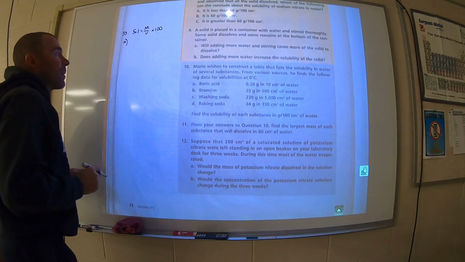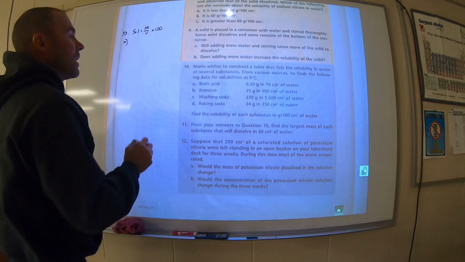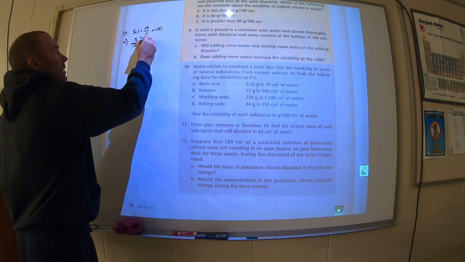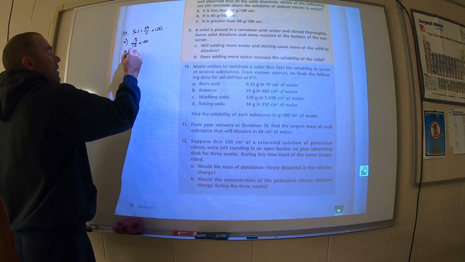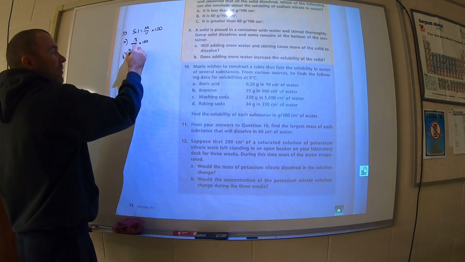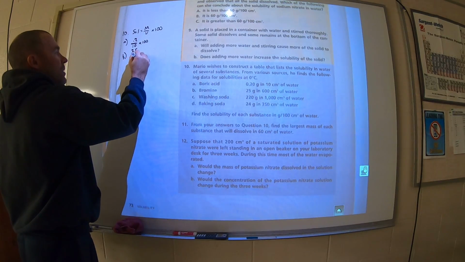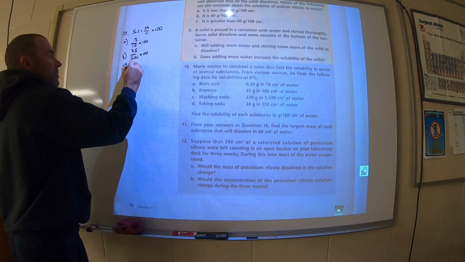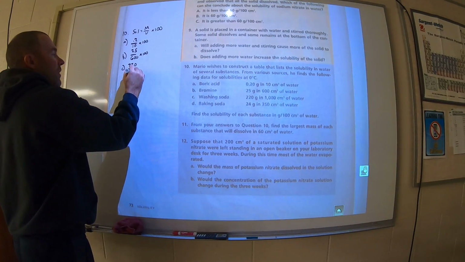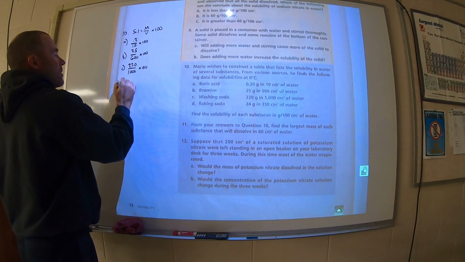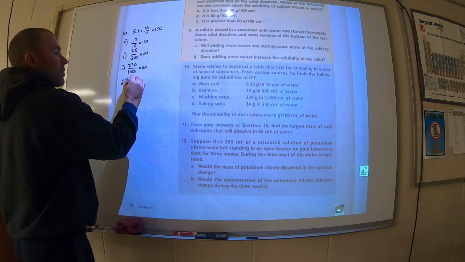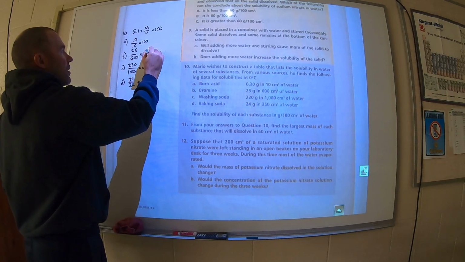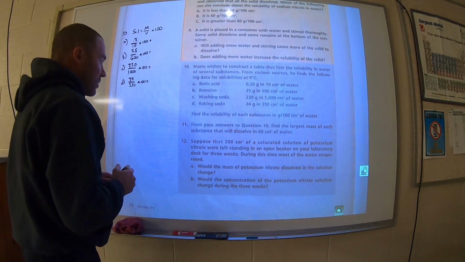And so we'll just put these one at a time. I'm not going to rewrite the equation. So boric acid is 0.2 grams in 10 cubic centimeters. So 0.2 divided by 10 times 100. Letter B, 25 grams in 600 cubic centimeters, so 25 divided by 600 times 100. Letter C, 220 grams divided by 1,000 times 100. And then letter D, 24 grams in 350 cubic centimeters times 100. So we'll do the math on those and write those numbers down.